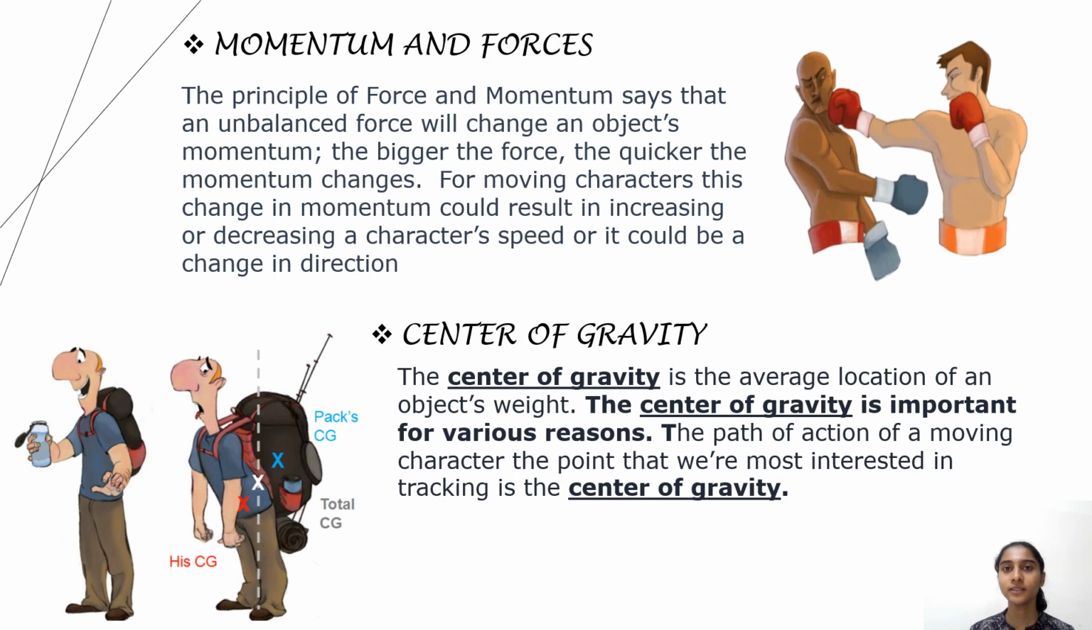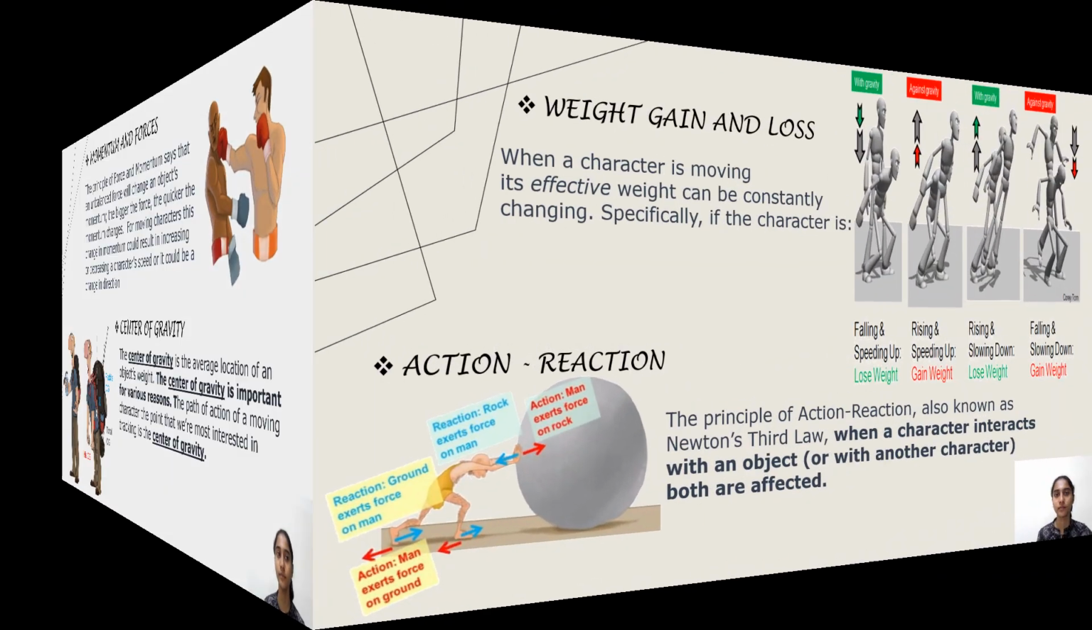And the next one is the center of gravity. The center of gravity is the average location of an object's weight. The center of gravity is important for various reasons. In the path of action of a moving character, the point that we are most interested in tracking is the center of gravity. Here the first picture defines momentum and forces, and the second picture defines the center of gravity.